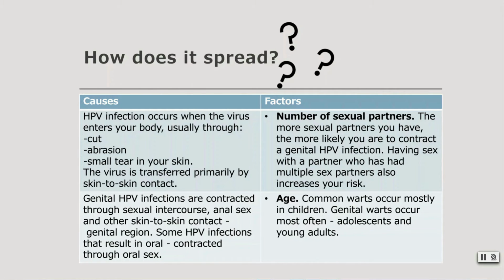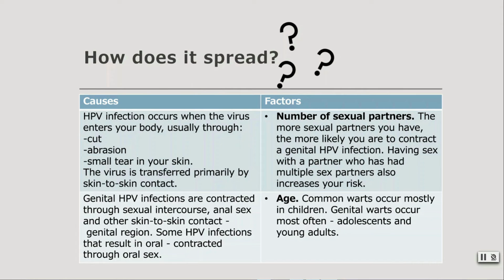Secondly, genital HPV infections are contracted through sexual intercourse, anal sex, and other skin-to-skin contact in the genital region. Some HPV infections that result in oral or upper respiratory infections are contracted through oral sex.